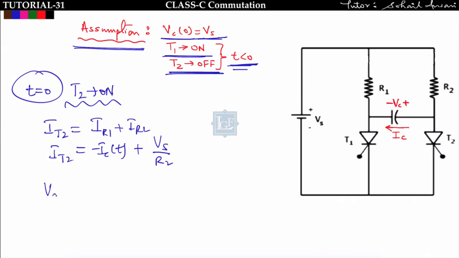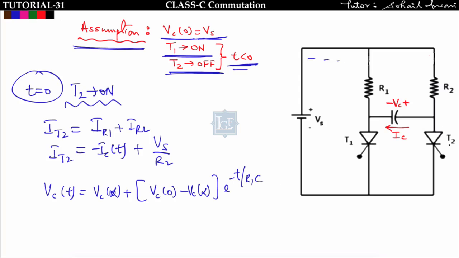So same procedure can be applied. Vc(t) is equal to Vc(∞) plus [Vc(0) minus Vc(∞)] e to the power minus t upon tau, and here the time constant will be R1C, because when T2 is triggered, then this R1 and this capacitor will make one RC circuit, and it is connected to the supply. So R1 into C.